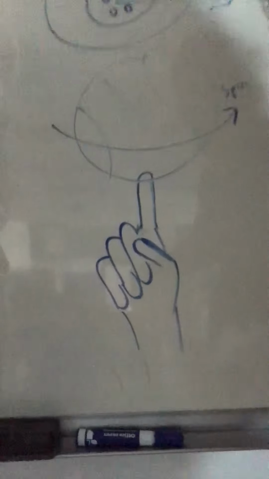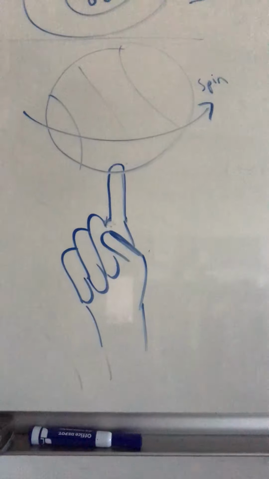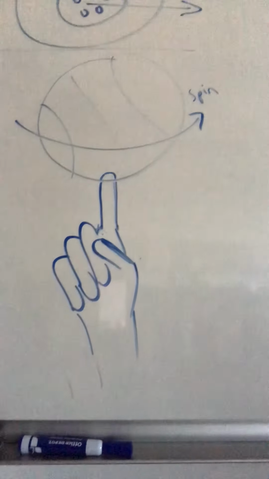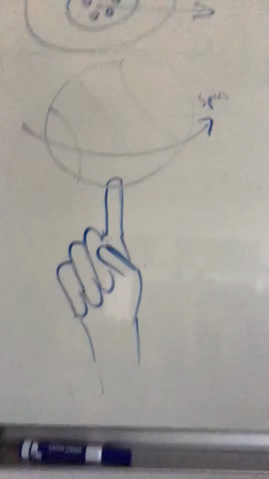Our last, spin. For spin, imagine a basketball on a finger. Okay, the same tip of the finger continues to stay in contact with the same point on the basketball, but there is this rotational motion. Spin is something that we can see occurring at ball and socket joints, like the glenohumeral joint in the human body.